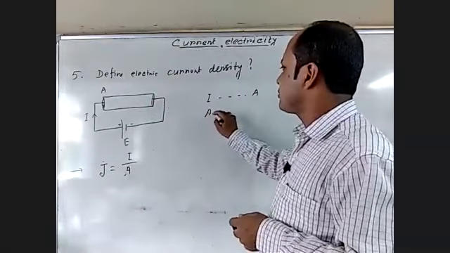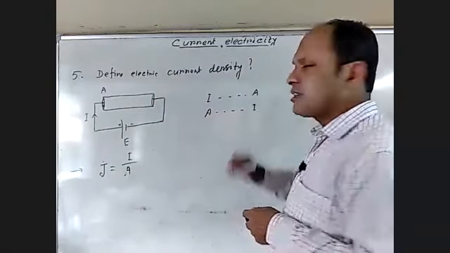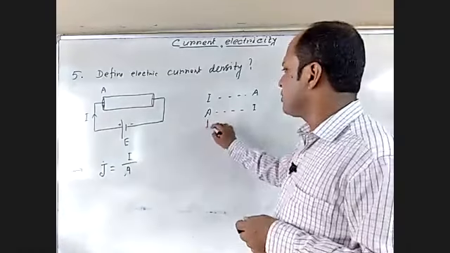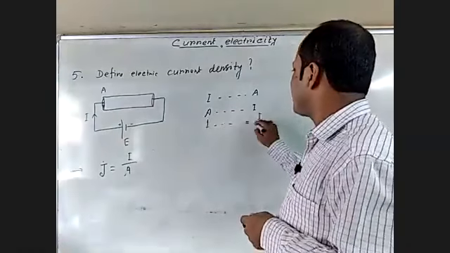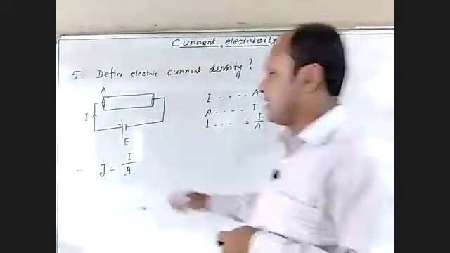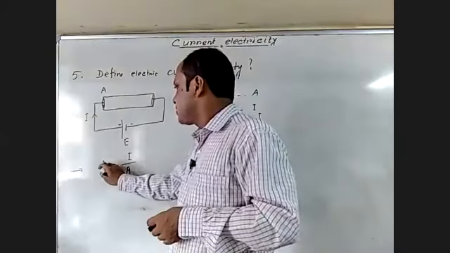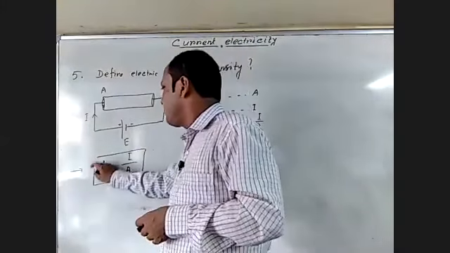From cross section A, unit current is flowing. Per unit cross section, whatever the current is flowing, that is termed as current density. That is termed as current density. Very important.